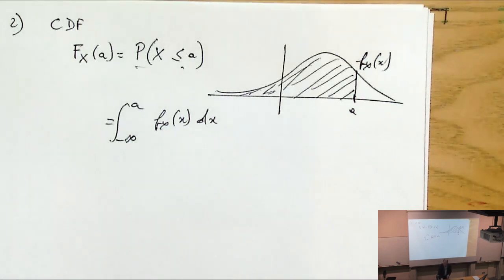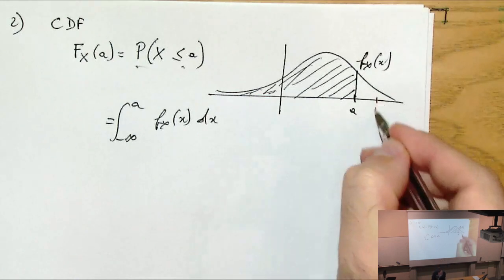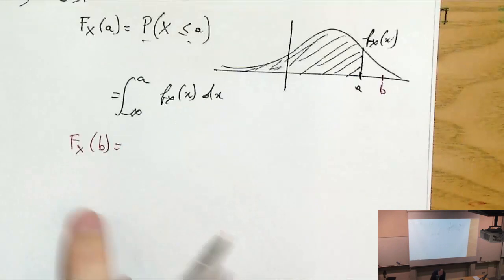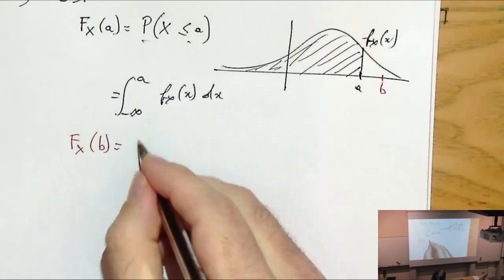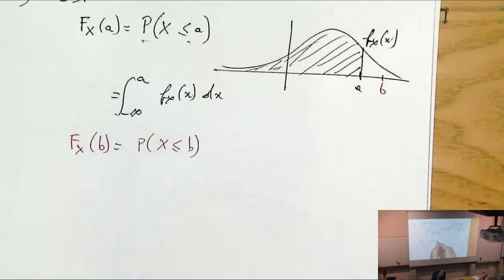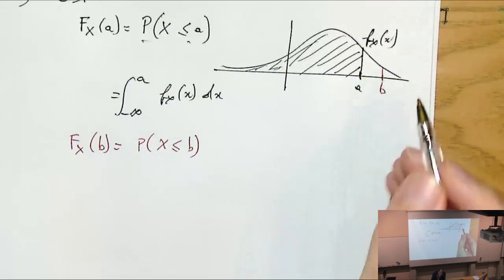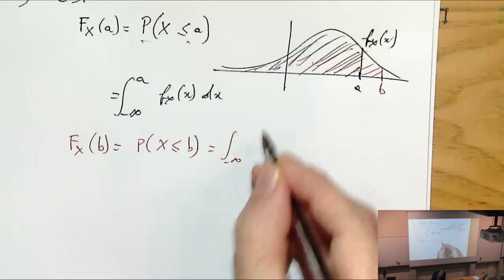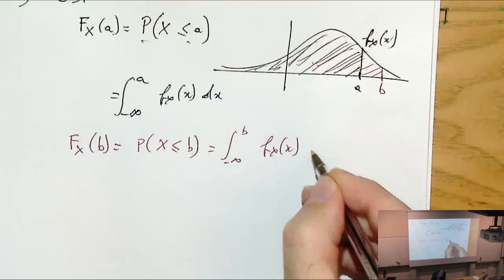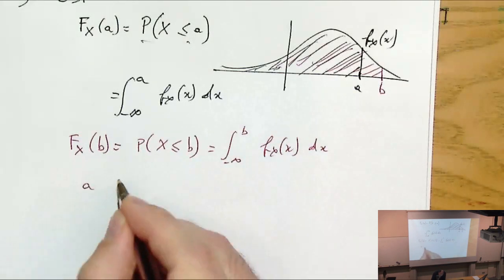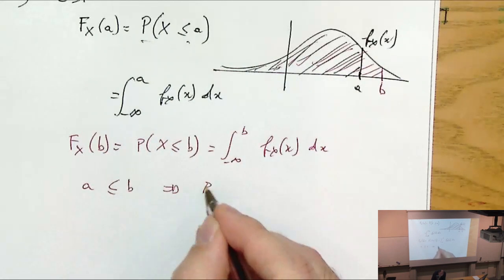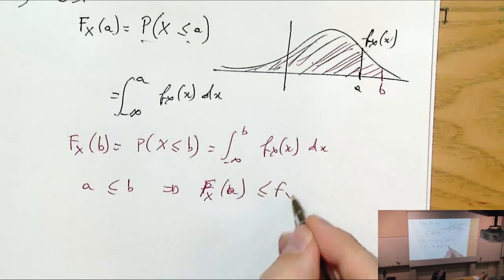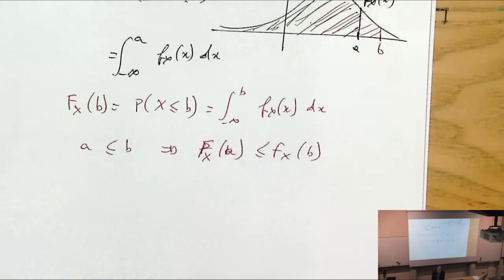If I take a value of B here, and I'm looking at the CDF evaluated at B, this is the probability of x being smaller or equal to B. If B is larger than A, this is equal to the integral between minus infinity and B of f_X(x) dx. So if A is smaller or equal to B, then the CDF of A will be smaller or equal to the CDF of B.